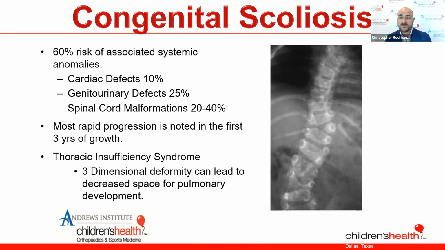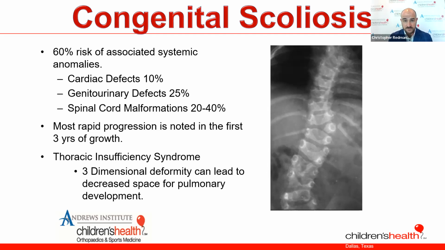We notice that about 10% of patients with congenital scoliosis will have cardiac deformities. 25%, or 1 in 4, will have genitourinary defects. So they do require an ultrasound of the kidney, and they also require an evaluation of the heart. And then about 20 to 40% will also demonstrate spinal cord malformations.